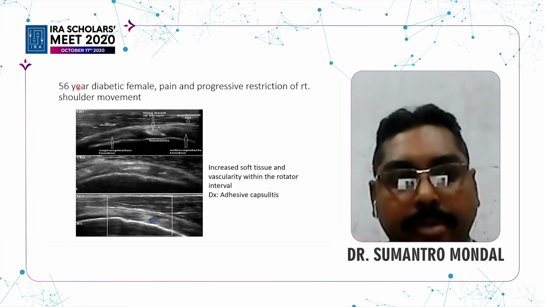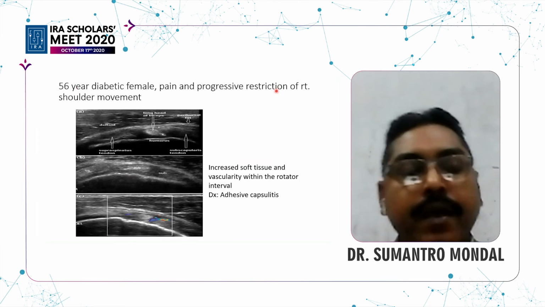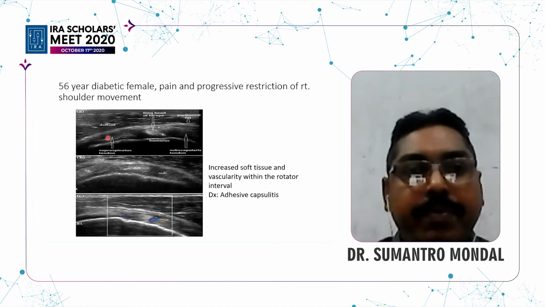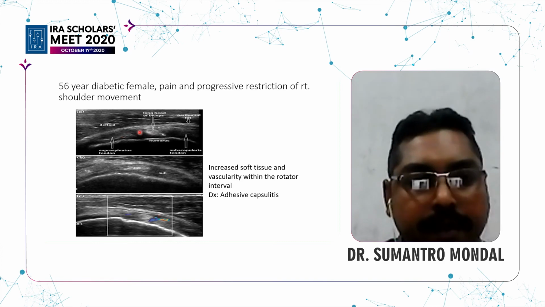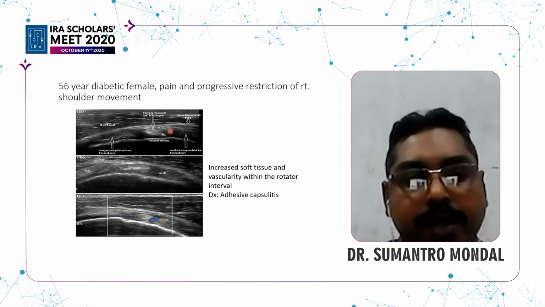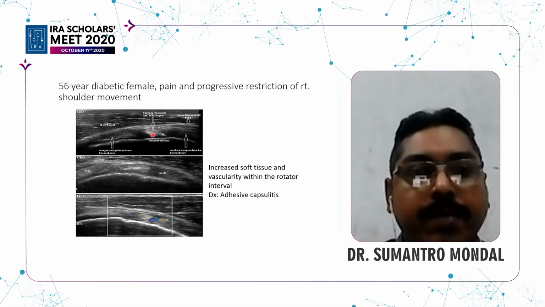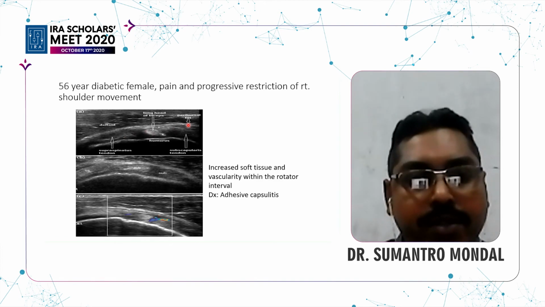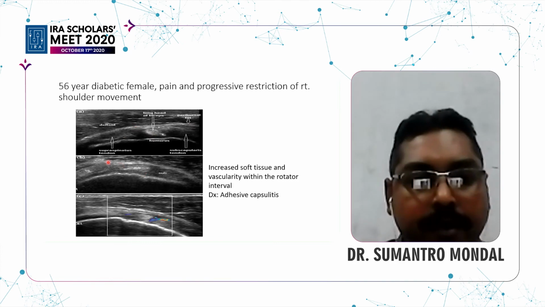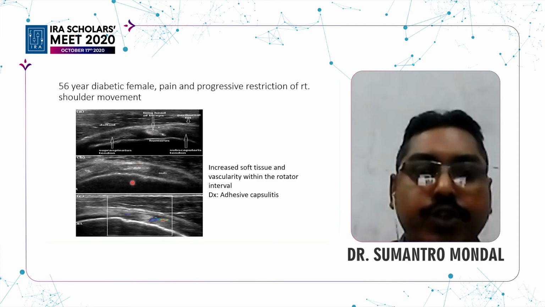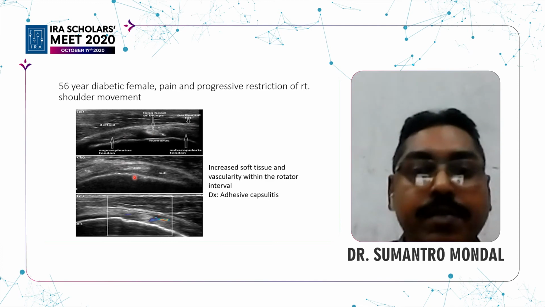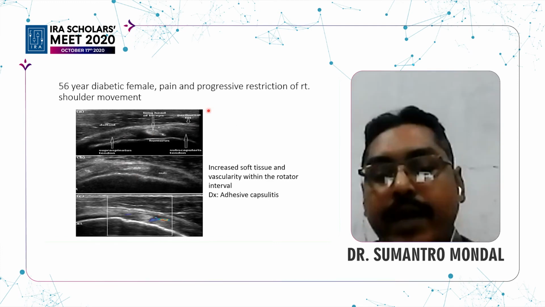And a diabetic female with pain and progressive restriction of shoulder movement. This is the normal structure. This is known as the rotator cuff interval. This is the area between the supraspinatus and subscapularis tendon, where the long head of the biceps tendon lies, and the coracohumeral ligament goes above it. So in this rotator cuff interval, there is thickening of the soft tissue and appearance of vascularity, suggesting inflammation. It is actually adhesive capsulitis, which is very common in a diabetic female.